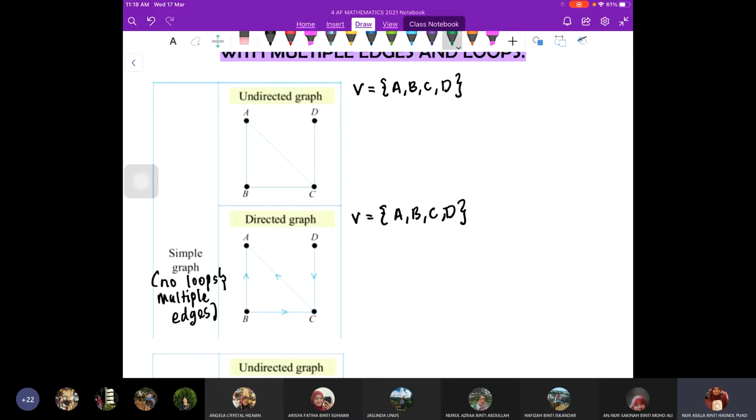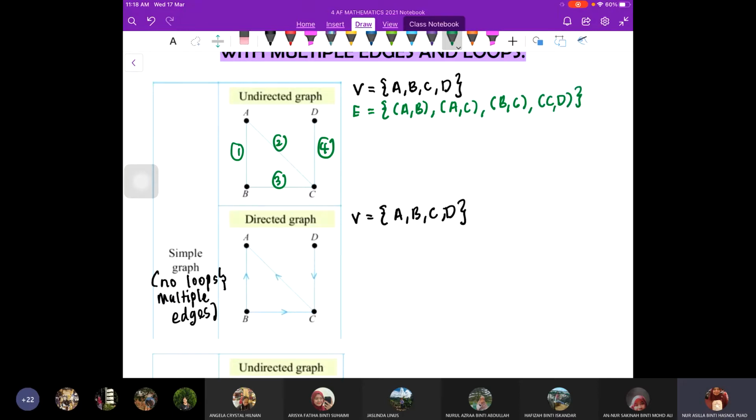Okay. Now, how do you edges? Okay, so edges, kita akan tengok lah. Kita ada 1, 2, 3, 4 edges. Okay, so edges pertama is AB. Edges yang kedua is AC. Edges ketiga is BC. Edges keempat is CD. Okay, and then kita tutup.